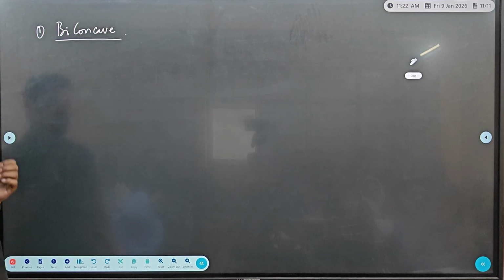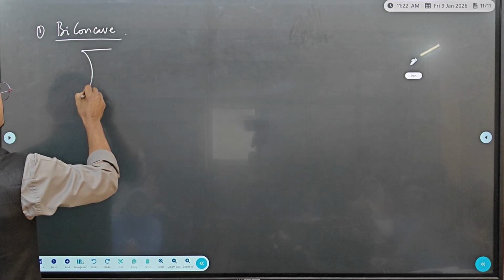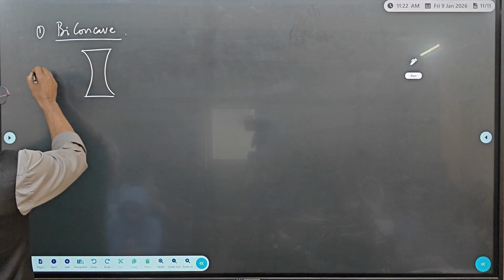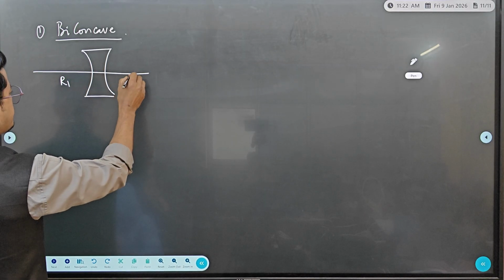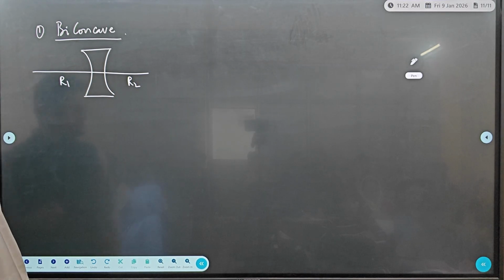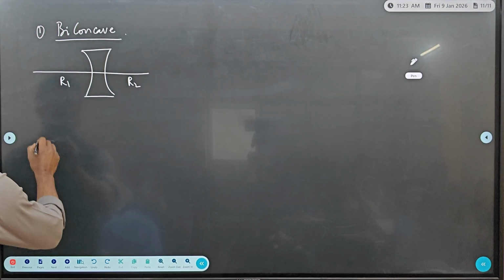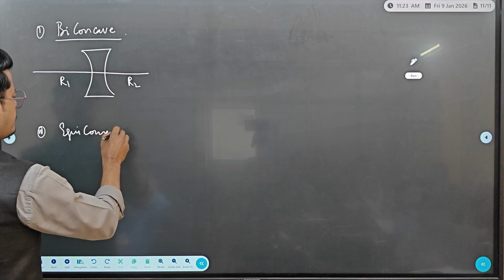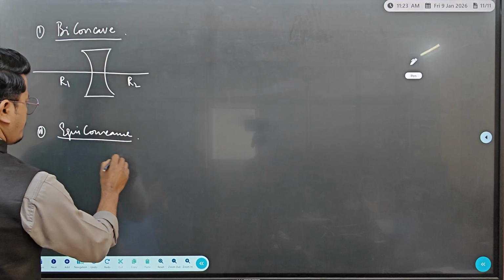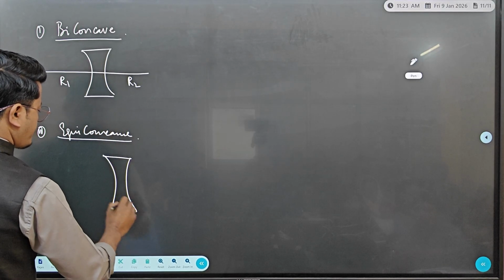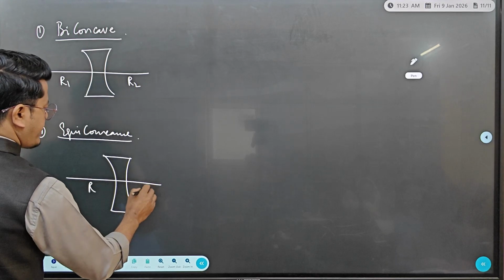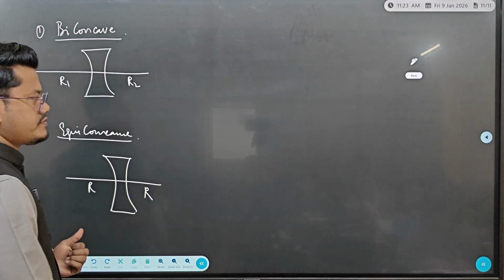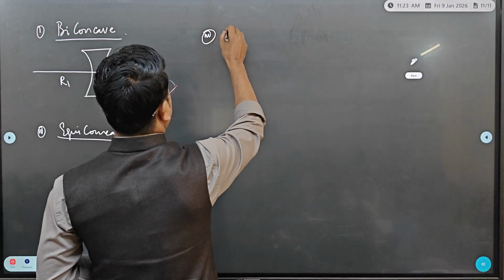What is biconcave? Here you will be getting different radius of curvature R1 and R2. This is biconcave. Same to same. The next one is your equiconcave, where you will be able to see the radius of curvature will be the same. This is R and R. Are you getting it? Third one will be your plano-concave.